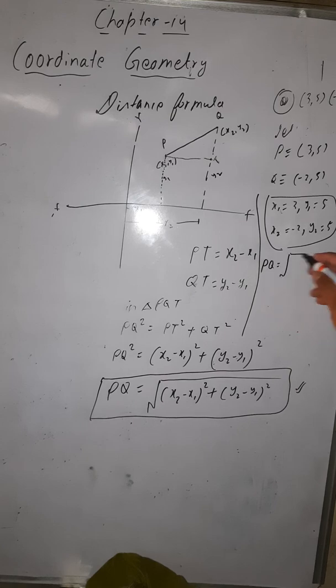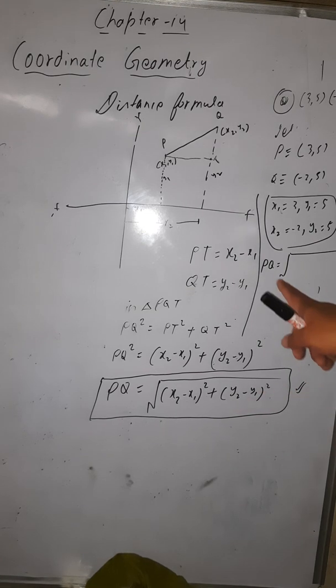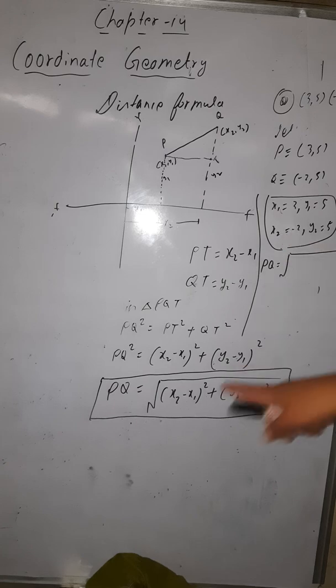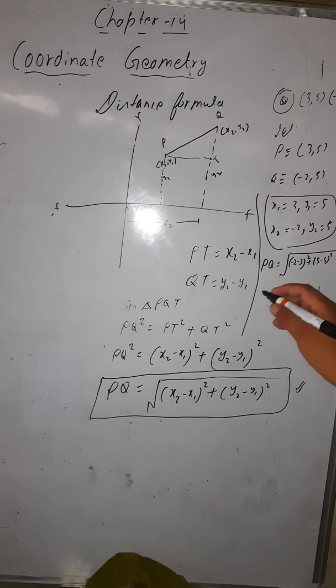PQ will be equal to square root of, is it visible to you? Good. PQ is equal to square root of x2, formula is x2 minus x1 whole square. x2 is what here? x2 is minus 2 and x1 is 3. So minus 2 minus 3 whole square. Getting na? Visible? Good. Plus y2 minus y1 whole square. y2 is what? 5 and y1 is 5. So it will be 5 minus 5 whole square. So from here you can find out the value of PQ.